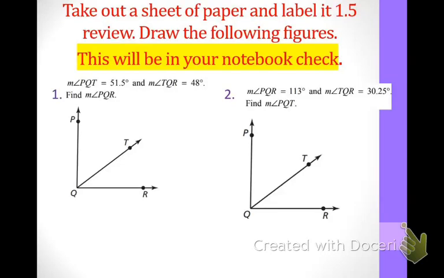Right, so the first one, it says the measure of PQT is 51.5. Is that the top portion, bottom portion, or the entire angle? The top portion.